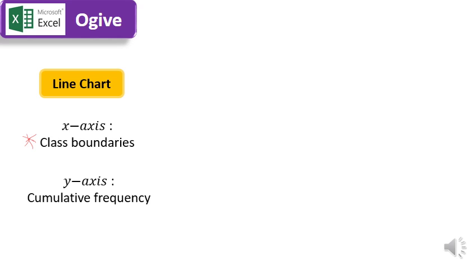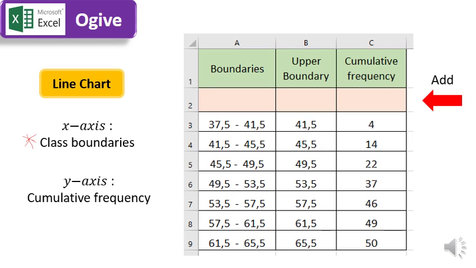Okay, so if we look at our table here, now ignore that added column for the moment. So here, rows 3 all the way down to row 9. That's all my information that I had in my frequency distribution. I've added an extra column, column B. That's going to be for my upper boundaries. So all I've done is I've taken the upper boundaries from my frequency distribution, added them in this extra column here. So no extra calculations needed. I've just put those values in.